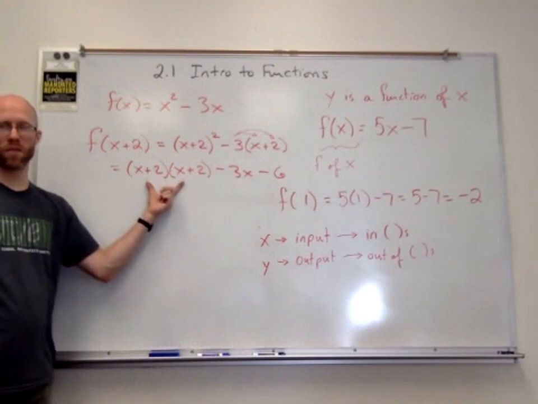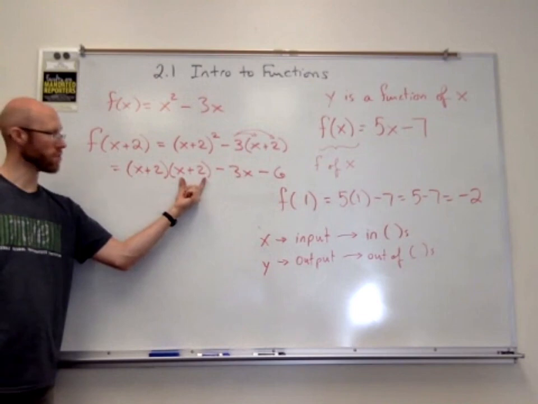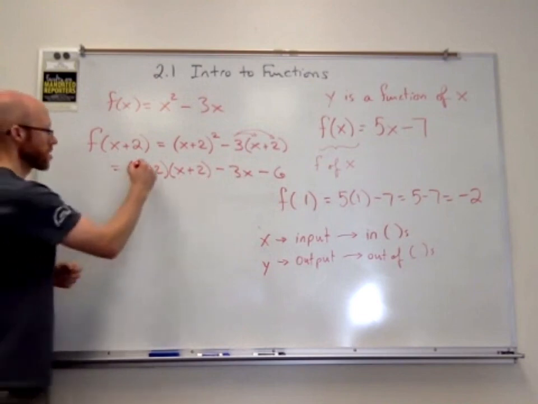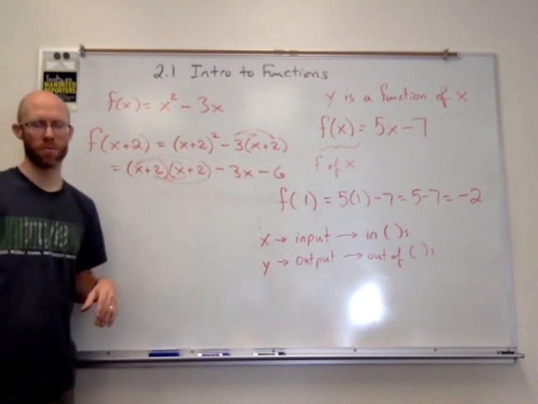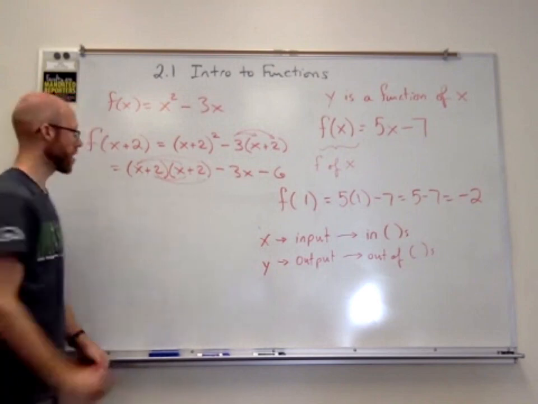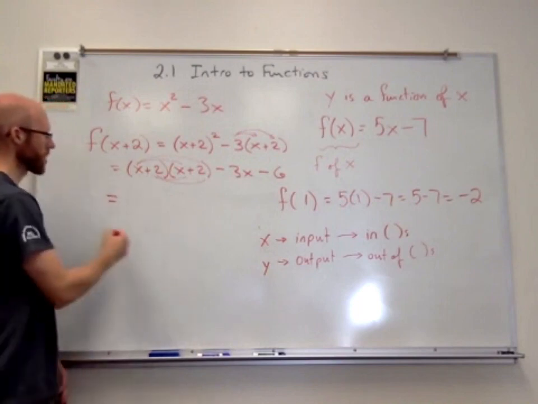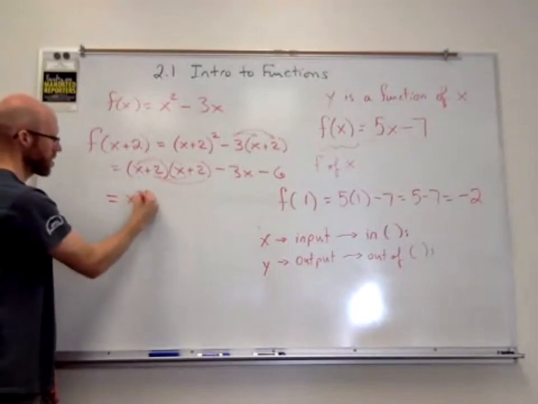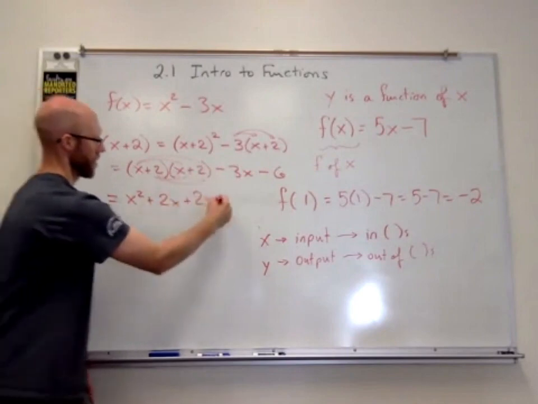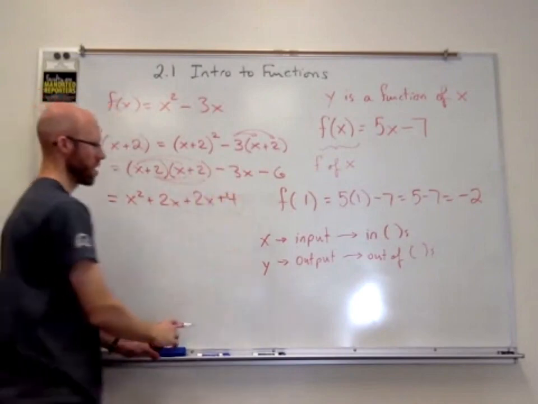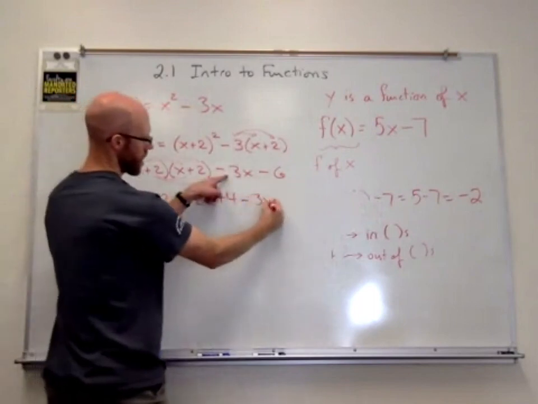Hopefully, you guys have seen the FOIL method before. When you multiply two factors together that each have 2 terms, you do the first, outer, inner, last. We'll talk more about that in chapter 4, or maybe chapter 5, but for right now, we'll see it a few times periodically before we get there. We'd have x squared plus 2x plus 2x plus 4. And then I still have my minus 3x and my minus 6.